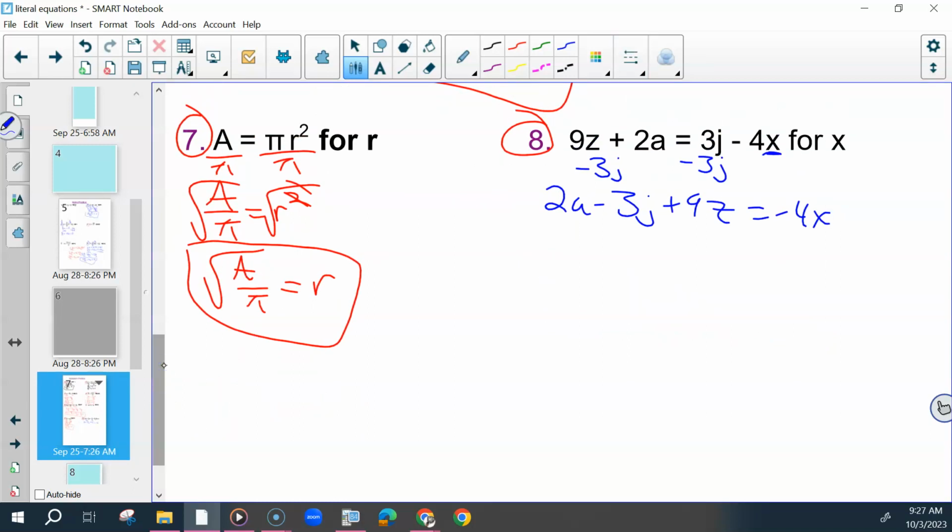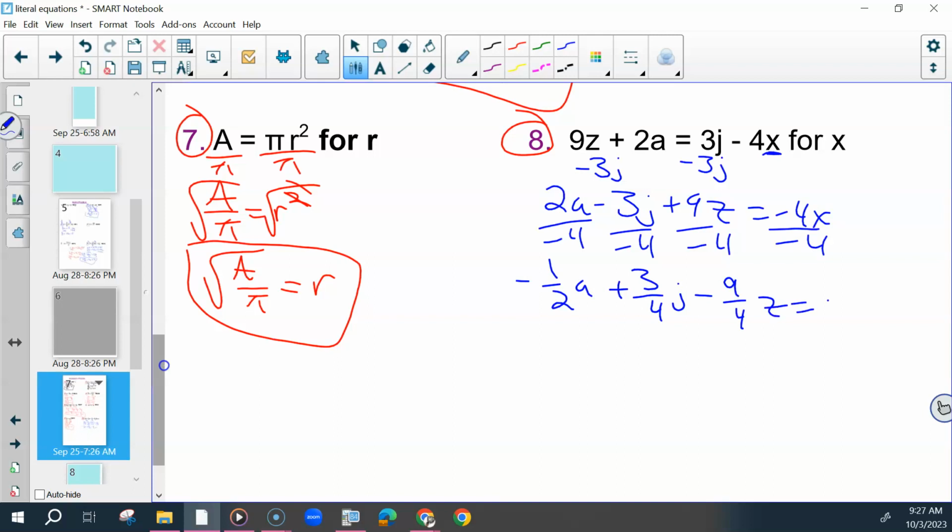Then after you subtracted, you would have needed to divide everything by -4, so all of your signs would have changed. If the 2 was a 3, you could have divided everything all at once, but because this can be simplified, you would have to change this. So -1/2 a plus 3/4 j minus 9/4 z equals x was your final answer. Questions on that one?